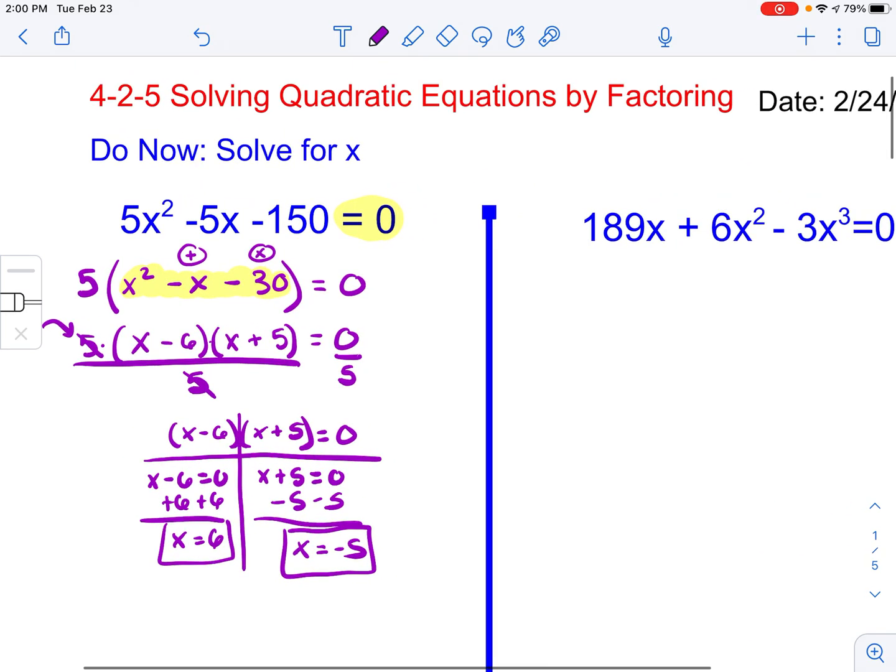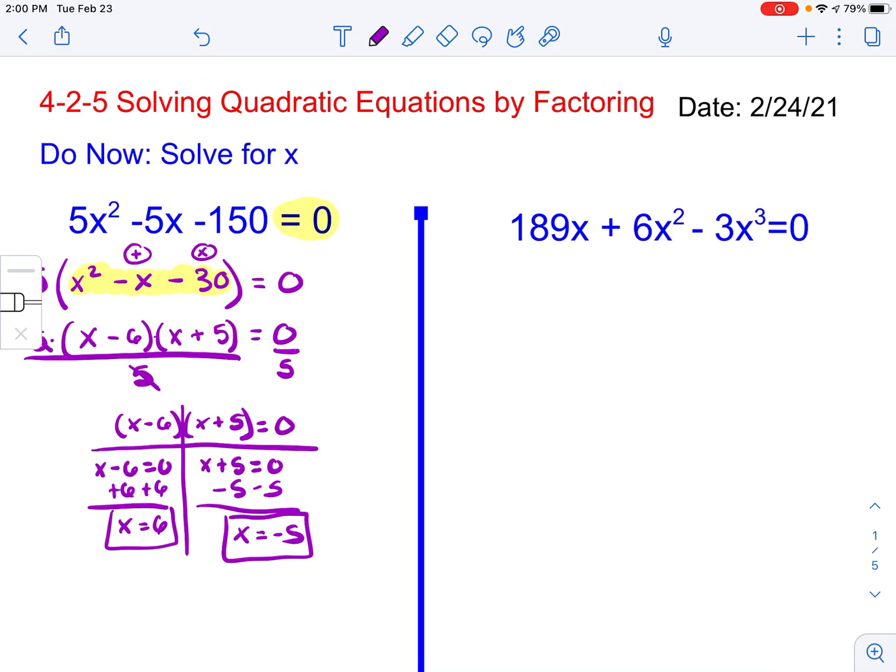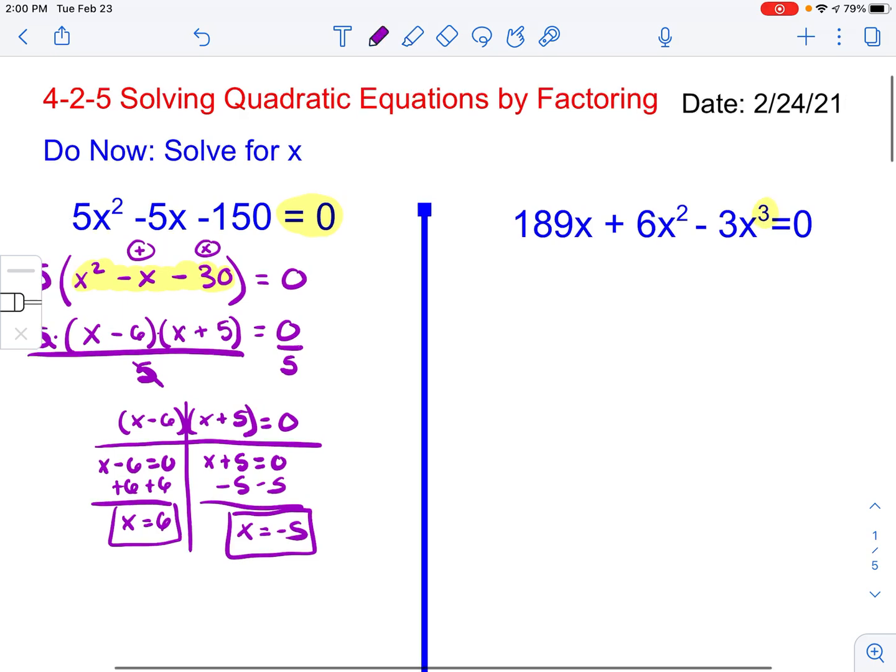Okay, so we're going to follow similar steps for the second question, for the right-hand side question. But there's a few things we should notice. First off, we should notice that the highest power is not a quadratic. This is actually a cubic equation. So we do have that extra x value that we have to be mindful of. The second thing we should notice is that it is not in standard form.